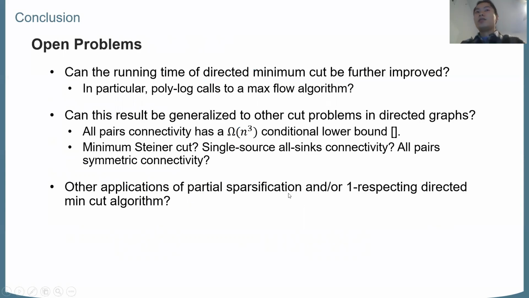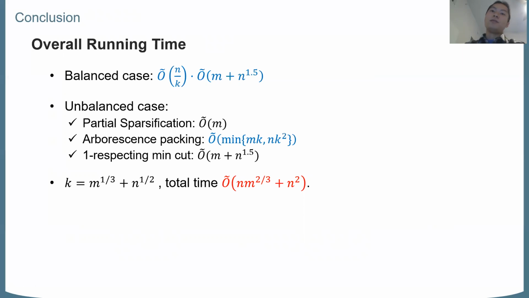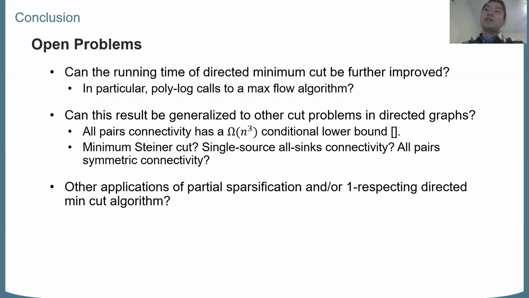Finally, I'd like to discuss some open problems. First, can we further improve the runtime of directed min cut? In particular, our bottleneck is not the final step of one-respecting min cut, which only takes polylog max flows. Can we improve it to be comparable to parallel max flows? And secondly, can this result be generalized to other min cut problems in directed graphs, including all pair connectivity, Steiner cut, single source all sink connectivity, and all pair symmetric connectivity?